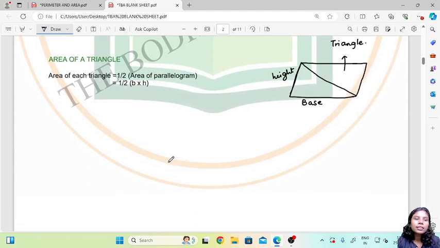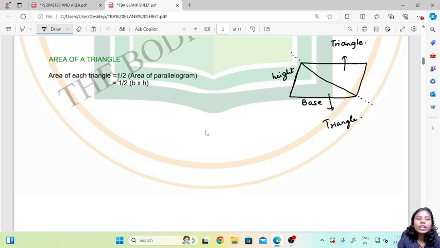Now let's look at the area of a triangle. So area of a triangle is given by half area of a parallelogram. So now if you look, this is the parallelogram. Now say I draw a diagonal from here dividing the parallelogram into 2 equal halves. So the next shape that we get on dividing is a triangle. Right? We see a triangle over here.